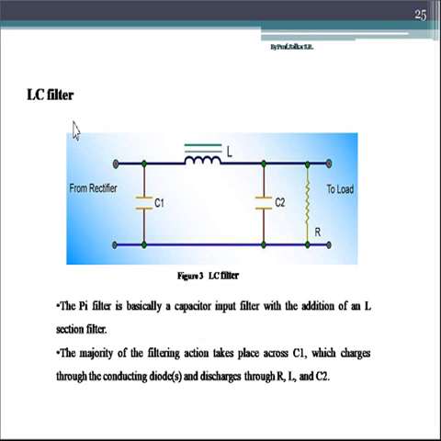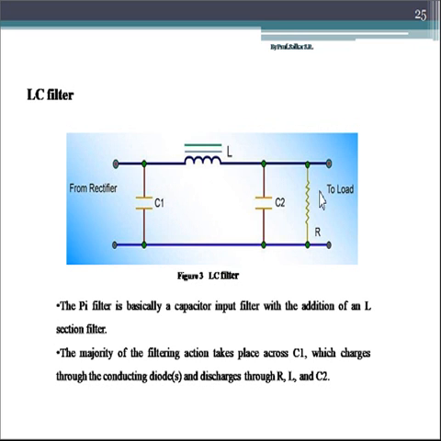This LC filter and RC filter, both types of filters, are also called pi type filters, because you can see over here the circuit diagram of the LC filter. This circuit diagram represents the structure of a letter pi. That is why LC and RC types of filter are called pi filters. We have to connect them in a pi type connection.